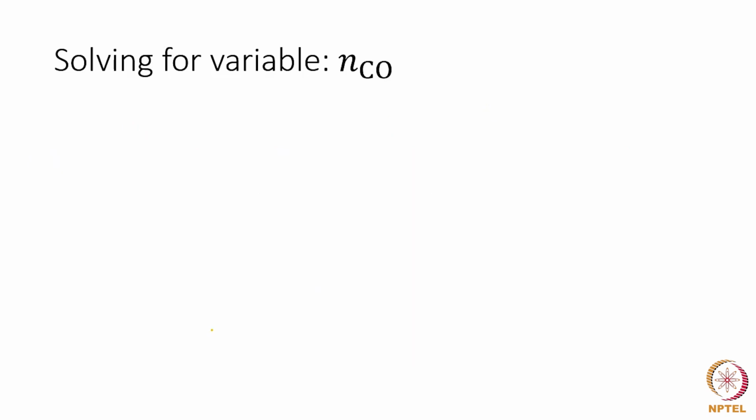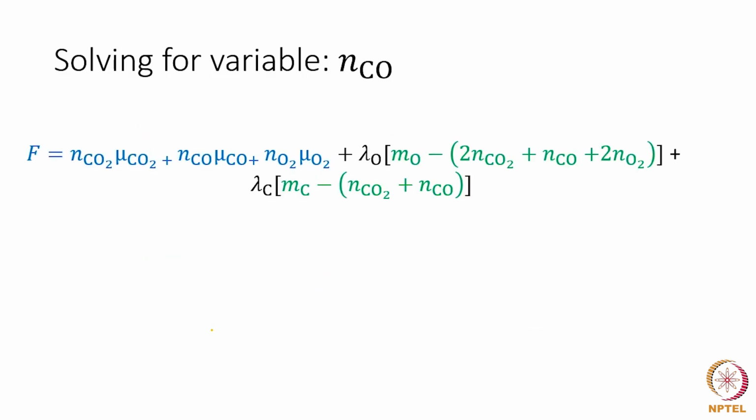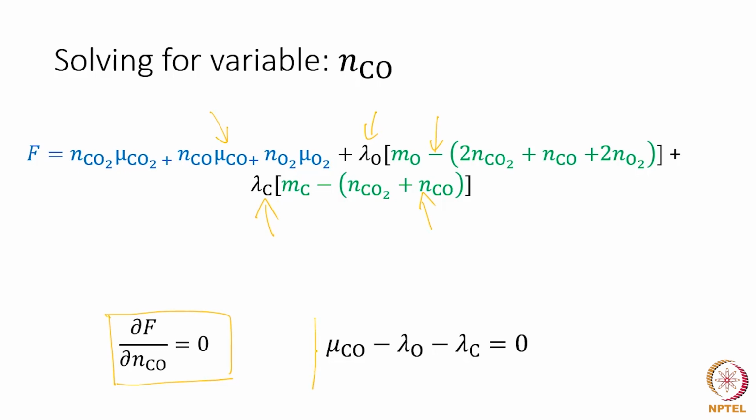Similarly, we can choose the variable number of moles of carbon monoxide, and we see that here again when we apply the condition that F has to be minimized with respect to this particular variable NCO, it will involve quantities that come as coefficients of NCO, and they are here and they are here. So which would then give us the condition as follows: mu CO minus lambda O minus lambda C is equal to 0.